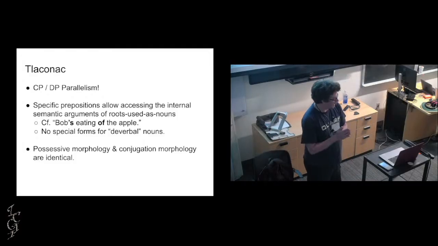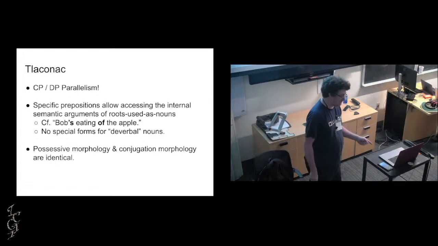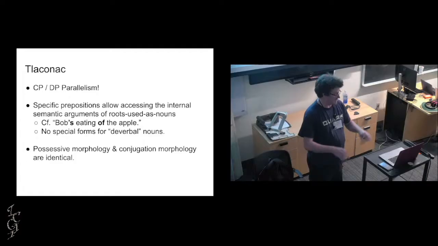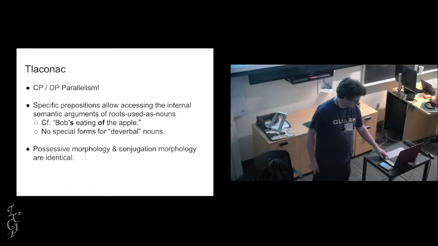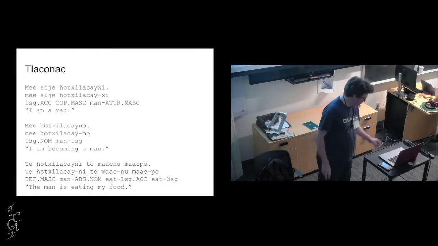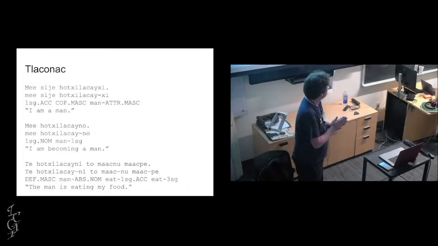So, possessive morphology and conjugation morphology happen to be identical in Tlakanak because it has this CP-DP parallelism, because that is reflecting the fact that the heads of DPs and the heads of CPs are in the same lexical class. So we can look at a few examples of how this actually works in practice.